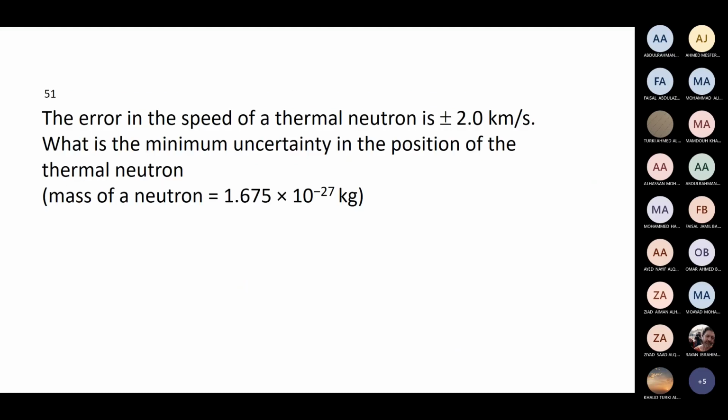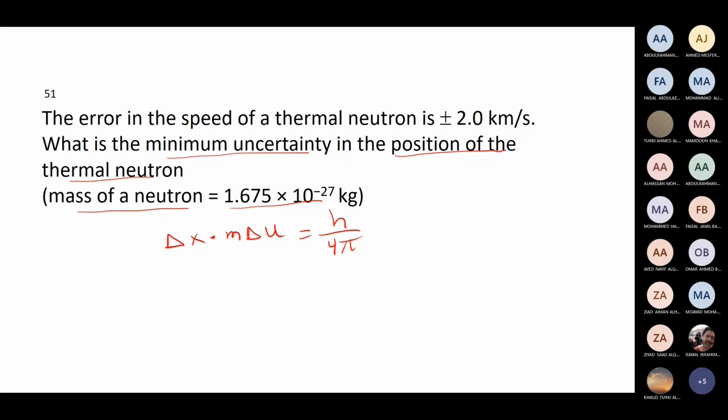Okay. The error in the speed of thermal neutrons is 0.2 kilometer per second. What's the minimum uncertainty in position of the thermal neutron? The mass of the neutron is this one. Which equation are we going to use? Heisenberg. Yes, what's the Heisenberg equation? Delta X multiplied by mass times delta V, delta u, is equal to what? H over 4 pi.